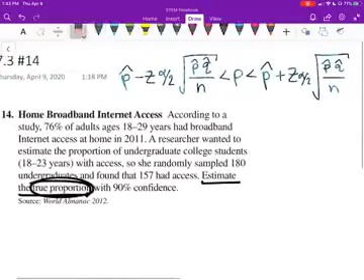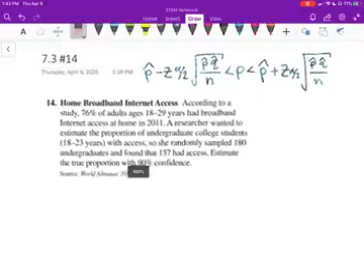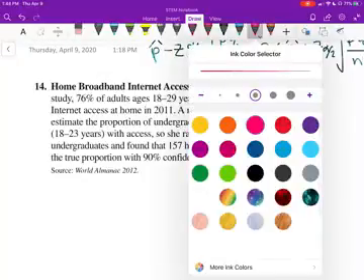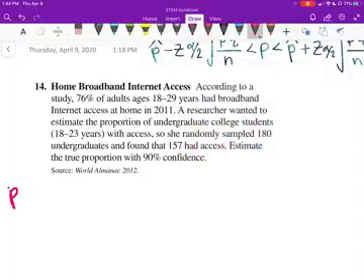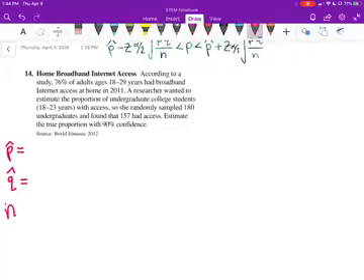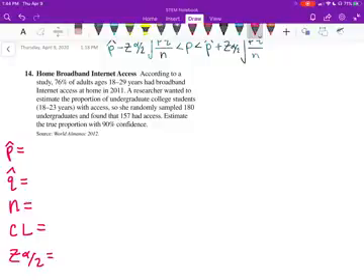Okay. So now to solve this problem, we need p-hat, we need q-hat, we need n, we need our confidence level, and we need our z of alpha over 2. So let's start with the confidence level because that's usually the easiest. It says estimate the true proportion with 90% confidence. So our confidence level is 90%.